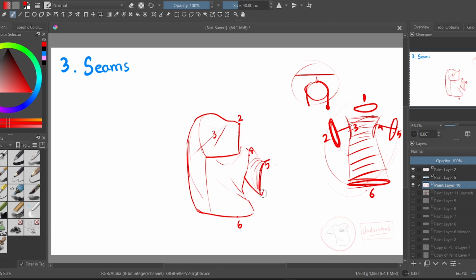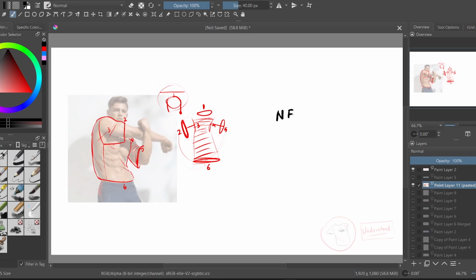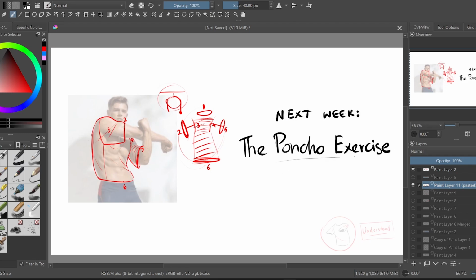I'm going to get more into detail about how the seams and everything work together in next week's class, because in next week's class we'll be learning something that I like to call the poncho exercise. And the poncho exercise is simply a very basic way for you to understand how these wrinkles are created and how the relationship between the different seams of an outfit work, like how they pull against each other and all of that. So that is the purpose of the poncho exercise, which we'll get into next week.